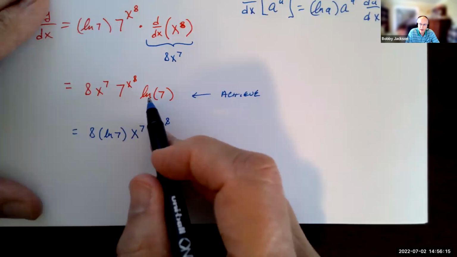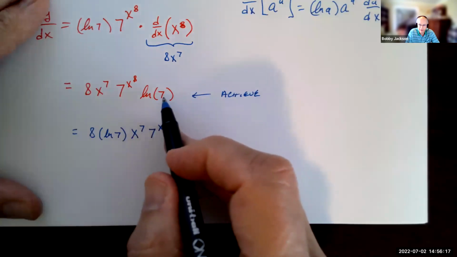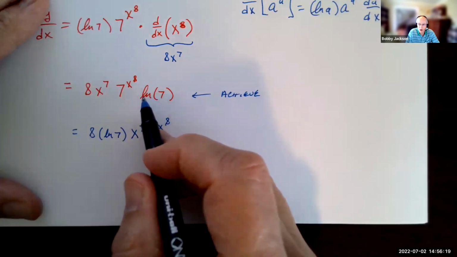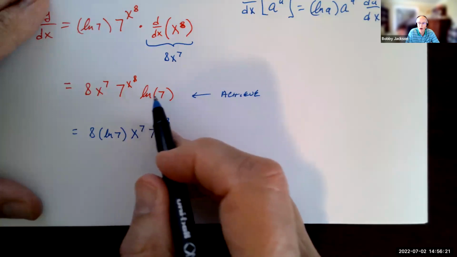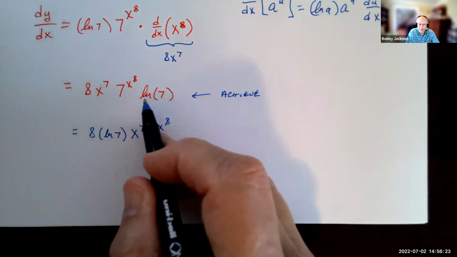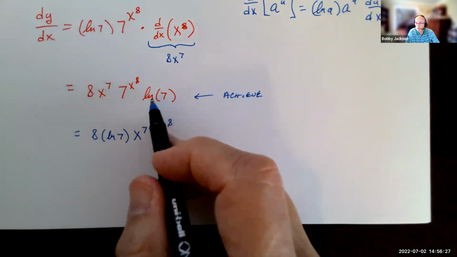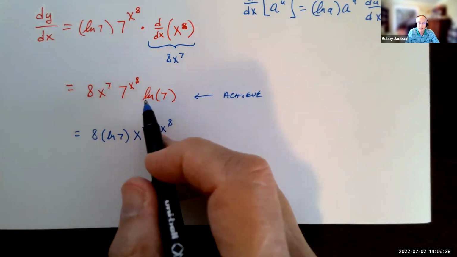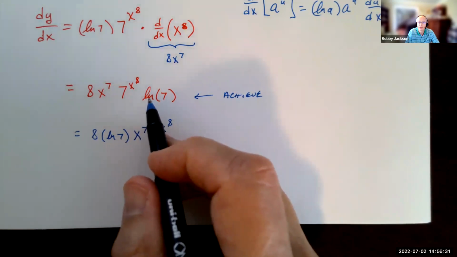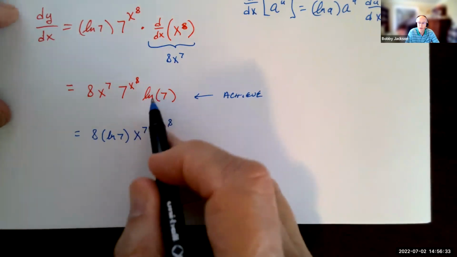And again, they write ln and then in parentheses 7, because this is the log function. This is the natural log of 7. Remember, a logarithm is an exponent. So the natural log of 7 is basically what the exponent on e needed to get 7. E to some power is 7. That's what this number is.